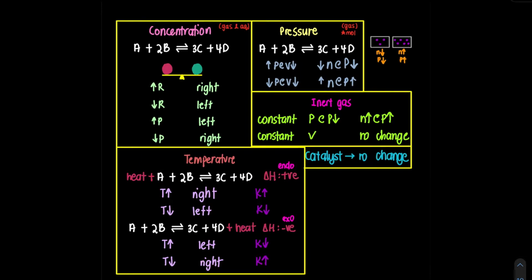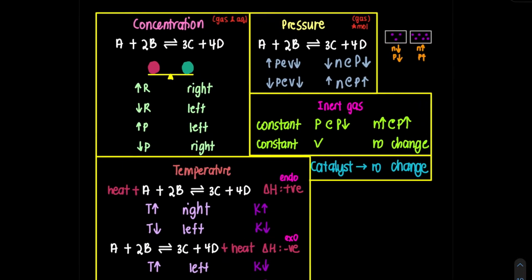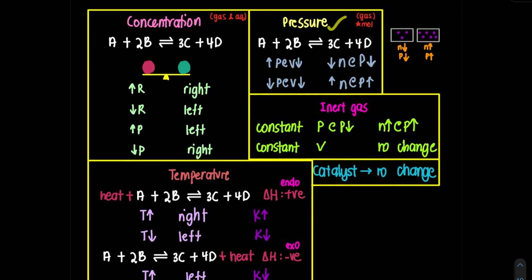The third one, we're going to look at in terms of pressure. Pressure is only applicable for gas only. For pressure, it's important to consider the moles. Here we look at stoichiometry. For example, here we have 3 moles, and here we have 7 moles. We will still shift to the right or left, but it is important for you to know which side has higher moles or fewer moles.